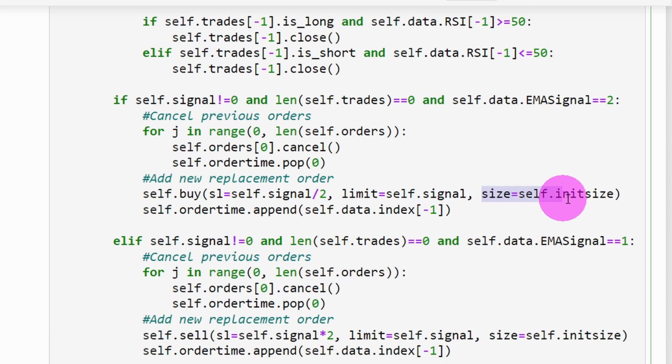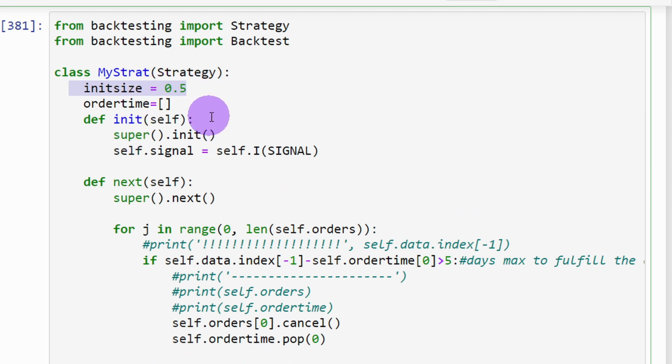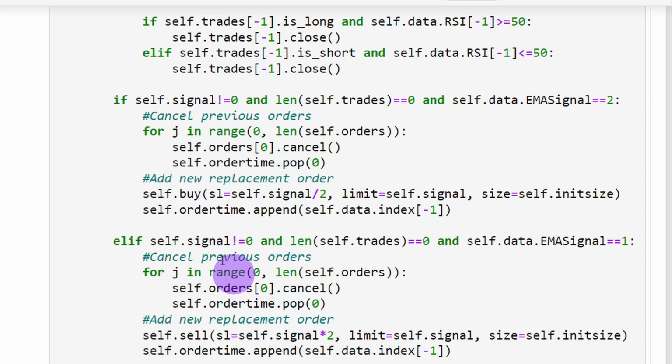And the size is going to be the self.initial size. It's 50% of our equity for the moment. And this is how we are putting a buying order on the market. At the same time, I need to keep the time I'm creating this order into memory. So I'm appending into the list called order time, the creation time of the current order.